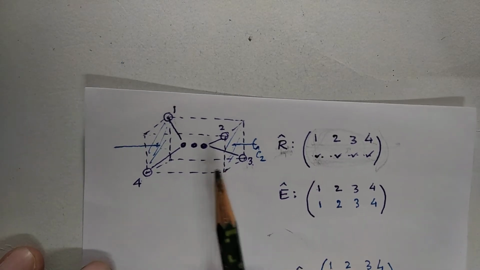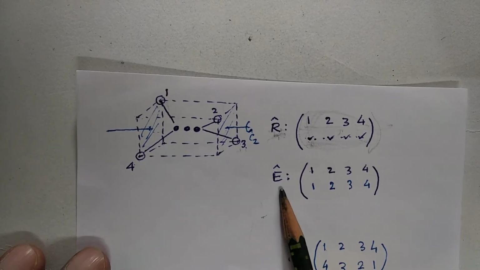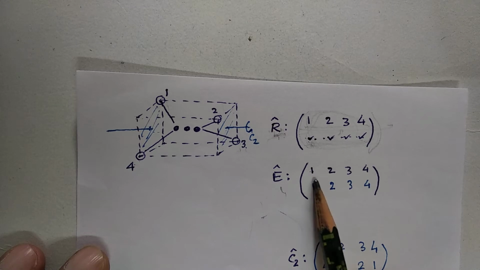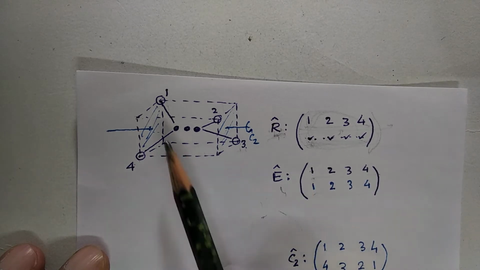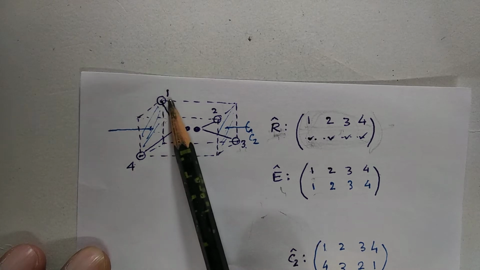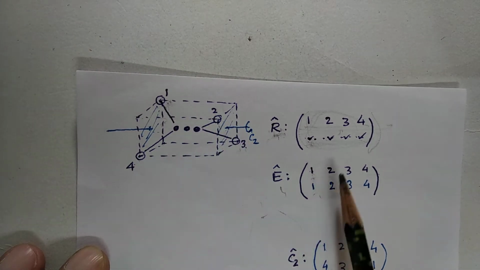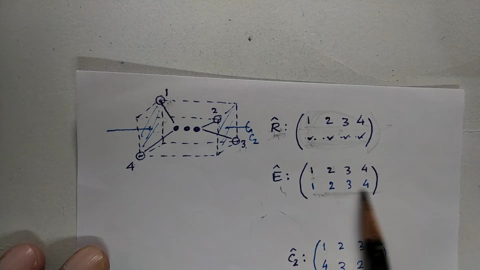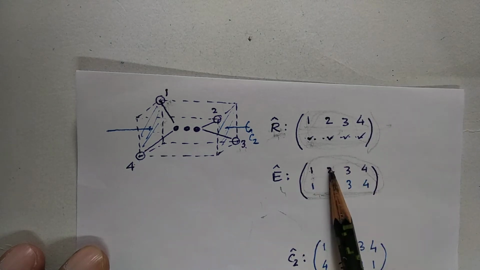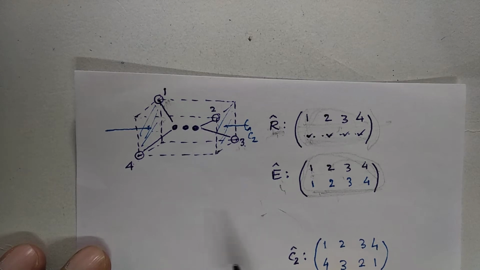For example, in this diagram, the identity operator is expressed like this. 1, 2, 3, 4, and then again 1, 2, 3, 4, because nothing is changed by the identity operator. 1 remains here, 2 remains here, 1 at its own place, 2 at its own, and so on. So this is the permutational representation of the identity operator.